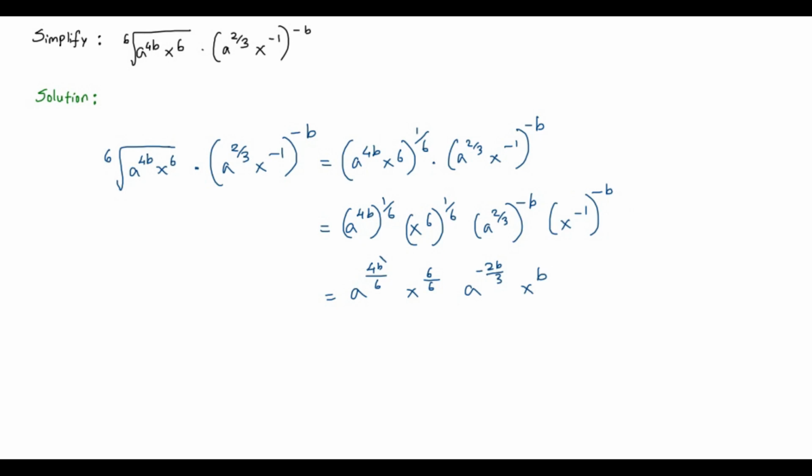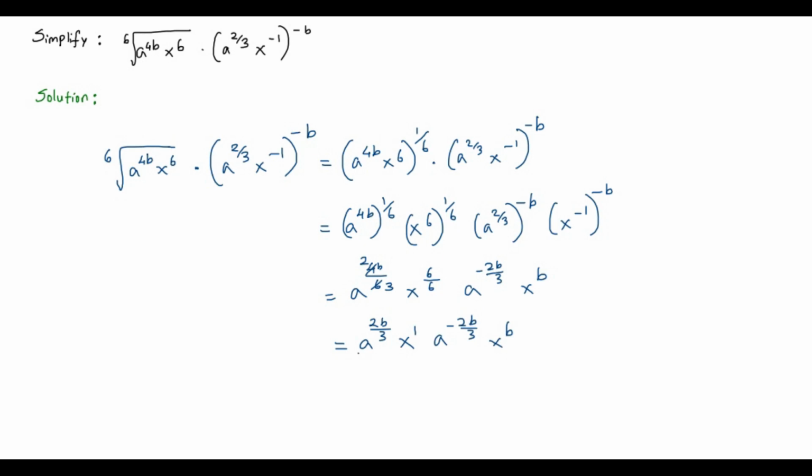Okay, now in the next step, we can simplify this fraction 4 divided by 6. 2 goes into 4 2 times, 2 goes into 6 3 times. So I get a to the power of 2b by 3 times x to the power of 6 divided by 6 will be 1, a to the power of minus 2b by 3, x to the power of b.